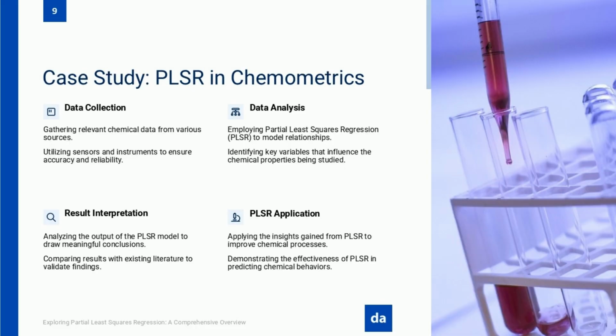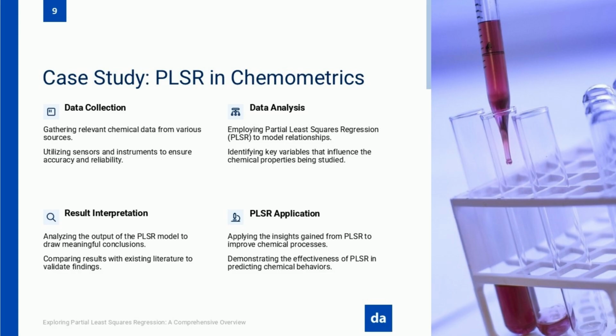Science is full of complex data, and chemometrics is no exception. If you've ever wondered how scientists fine-tune chemical formulas, optimize production processes, or predict how a new material will behave, partial least squares regression, PLSR, is often behind the scenes making it all possible. In this case study, we'll explore how PLSR is used in chemometrics to make sense of highly correlated chemical data. Let's start with the challenge.